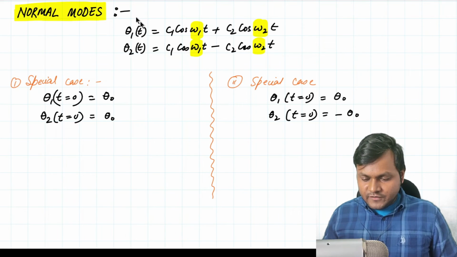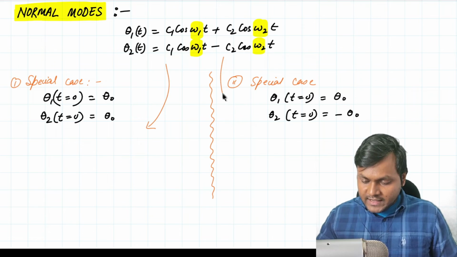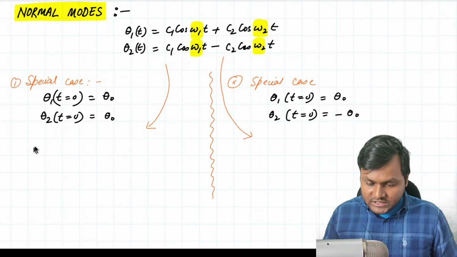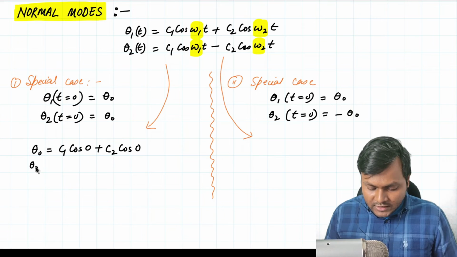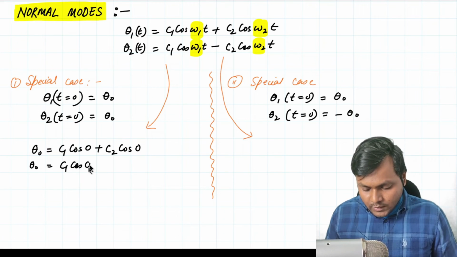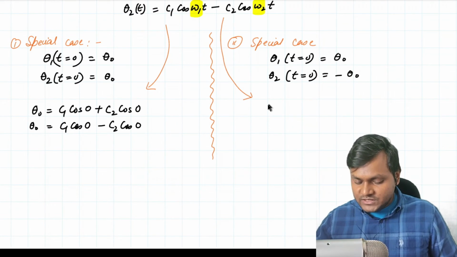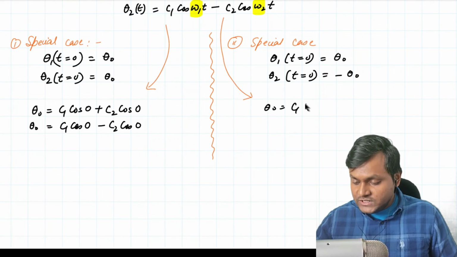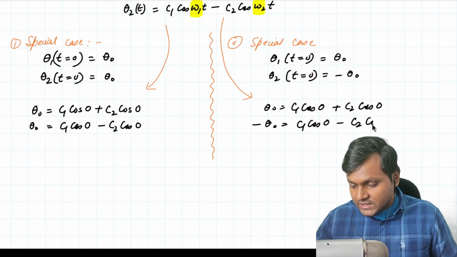So you can figure it out by applying the time t equal to 0 condition from here and the time t equal to 0 condition from here. So at time t equal to 0, you have theta naught is equal to C1 cos 0 plus C2 cos 0, and you have theta naught is equal to C1 cos 0 minus C2 cos 0. Here, on the other hand, at time t equal to 0, you have theta naught is equal to C1 cos 0 plus C2 cos 0, and minus theta naught is equal to C1 cos 0 minus C2 cos 0.